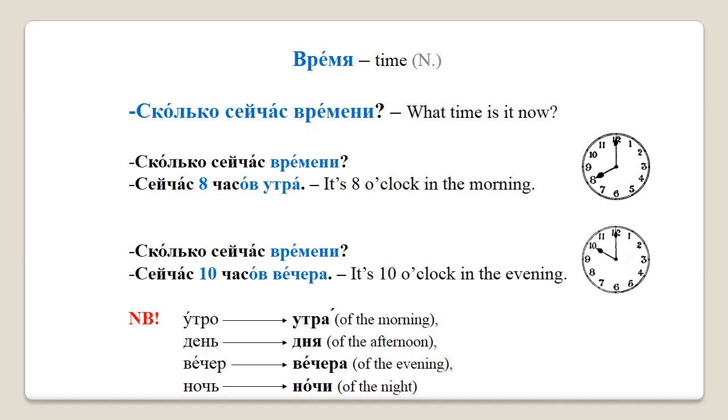I'm going to read each dialogue to Leon first and then translate it. Сколько сейчас времени? Сейчас 8 часов утра. What time is it now? It's 8 o'clock in the morning. Сколько сейчас времени? Сейчас 10 часов вечера. What time is it now? It's 10 o'clock in the evening. Please feel free to pause and rewind any section of this lecture in order to work on your understanding of these constructions.